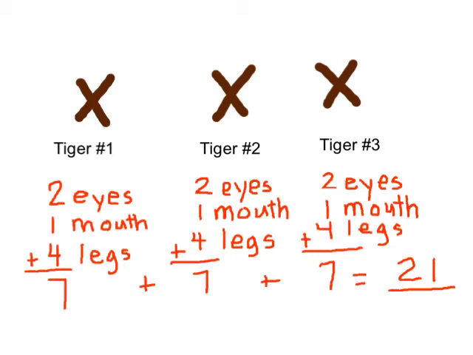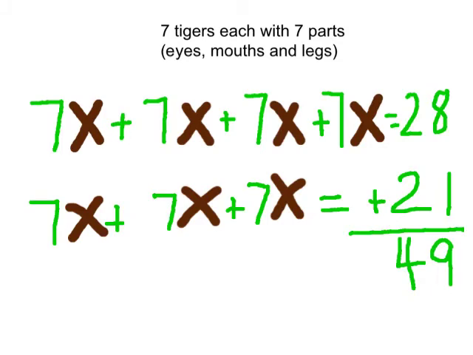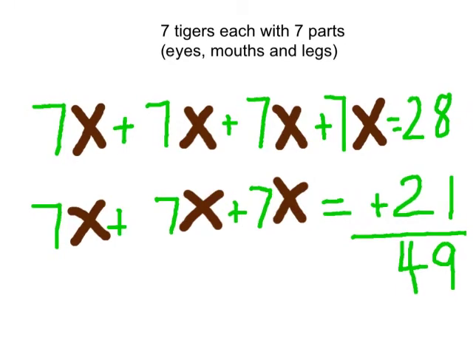I'm checking my thinking. I really want to make sure with all these tigers that I have figured it out correctly. It looks pretty good. Every tiger has the same amount: 2 eyes, 1 mouth, 4 legs. So, how did I figure this out? 1, 2, 3, 4 tigers. 5, 6, 7. So I have the right amount of tigers. And I knew that every tiger had 7 parts.